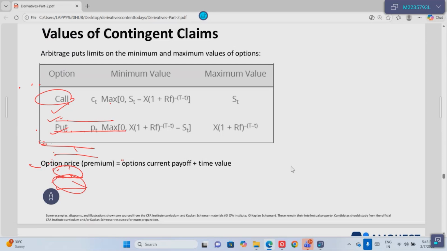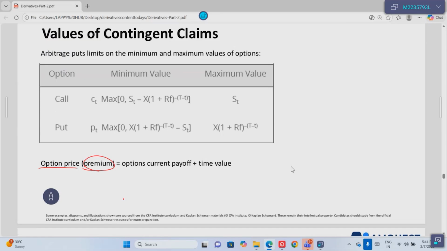मतलब आज के आज कितना फायदा है ऑप्शन में? How much is it in the money? That is the value you usually pay plus time value of money. Let me explain this concept to you a bit carefully. The premium you pay, you'll often wonder, यार premium कितना pay करोगे, right? You will pay two things: the current payoff and the time value.